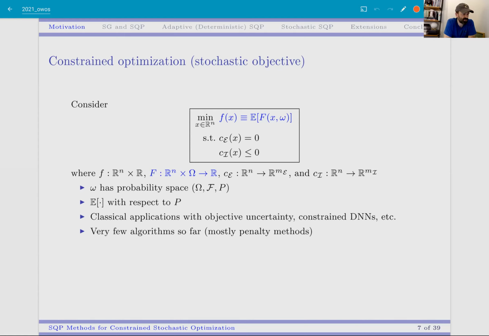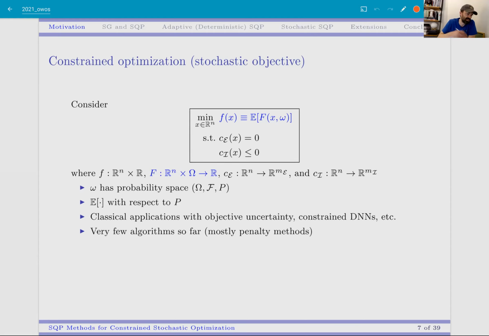Or maybe even more applications you might consider more modern, or things people have been looking at more intensely over the past few years, like training a neural network where you have constraints that you want to impose on the weights of the network. For this type of formulation, there are relatively few algorithms so far. There's a couple, or at least an exception that I'll mention soon. And for the most part, they look at things like a penalty method.